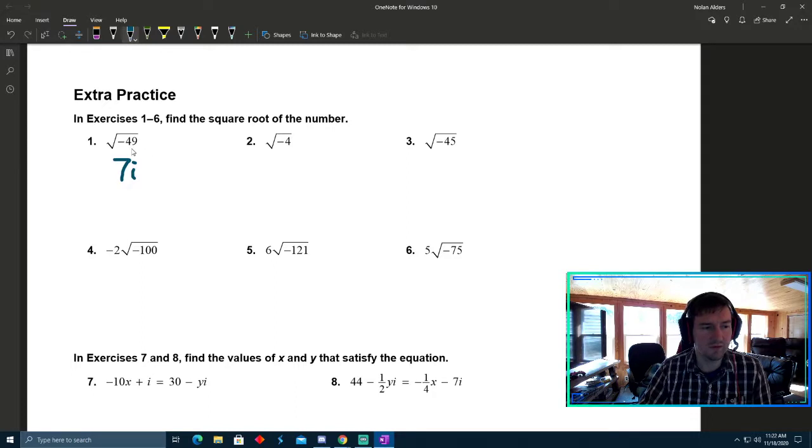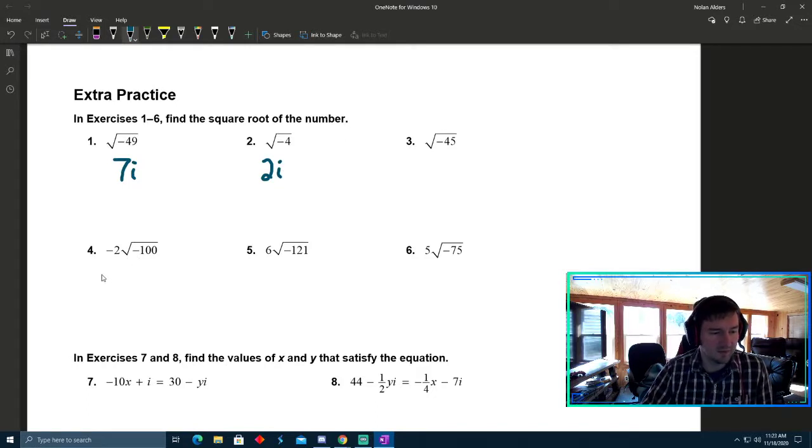So really what we did was we split the square root of negative 49 into the square root of 49 times the square root of negative 1. But you can just remember it this way: the square root of a negative number is just the square root of the number with an i on it. So 2 here would be 2i. What about this one down here?